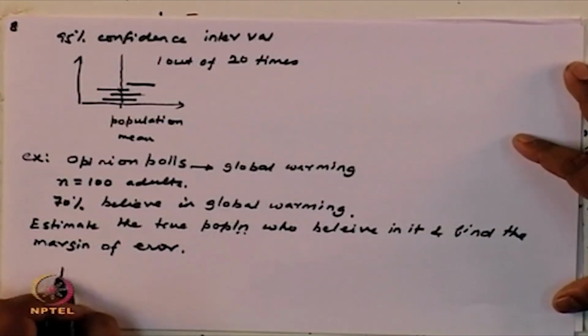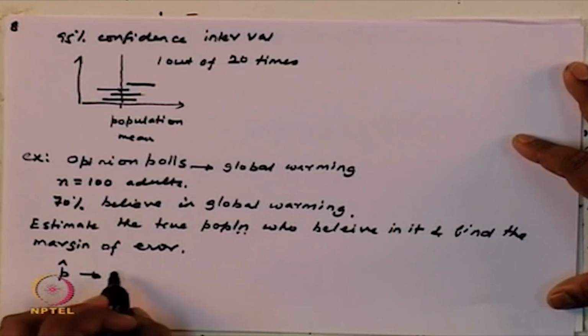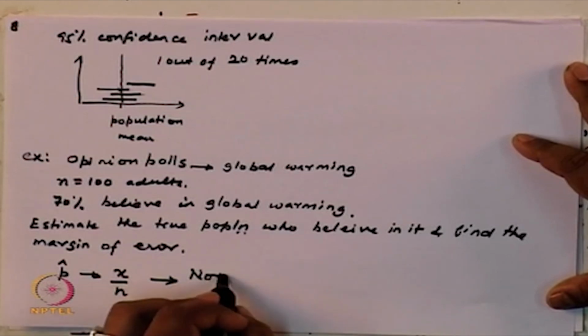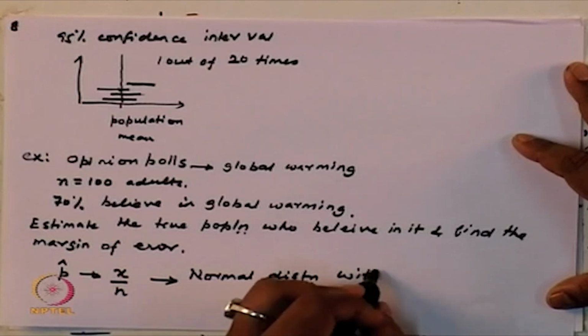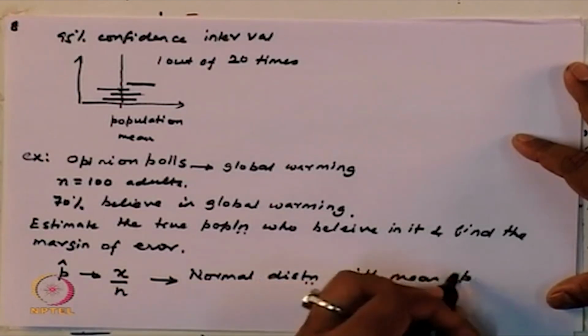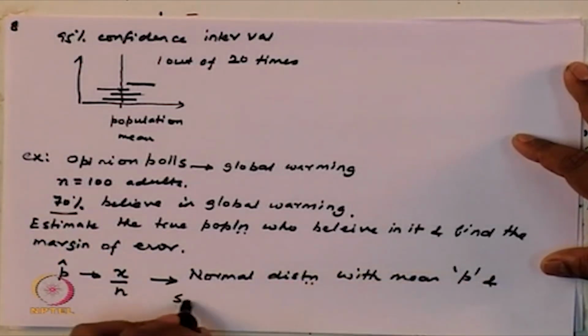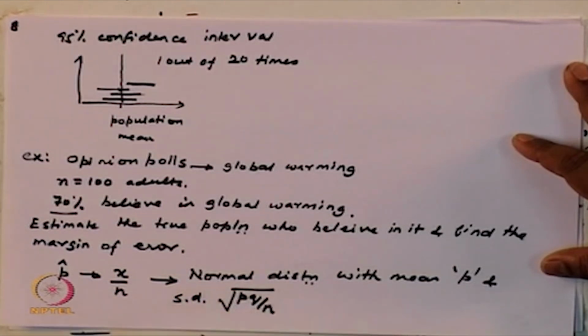Here you are talking about the proportion. For proportion, this follows normal distribution. So, proportion is probably x, the number of people out of a population who believe in it. So, p, the proportion, follows normal distribution with mean p, which is given in our case to be equal to 70%, and standard deviation root of p q by n, where n is your sample size.